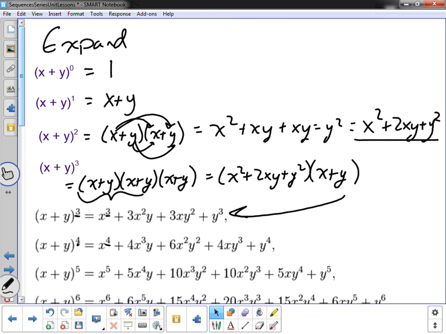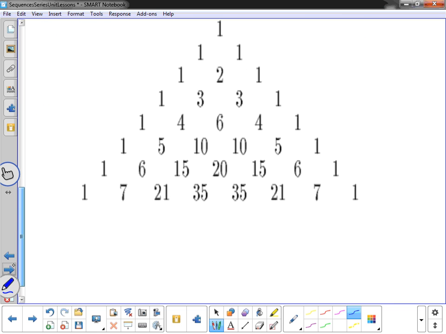We had a 1. We have a 1 and a 1. We've got a 1, a 2, and a 1. We've got a 1, a 3, a 3, a 1. A 1, a 4, a 6, a 4, a 1. If we go back here, we have all those numbers, same numbers. This Pascal's triangle gives us those coefficients.